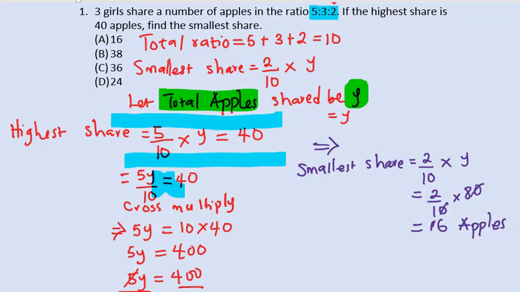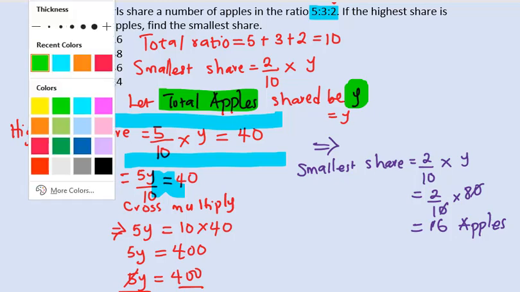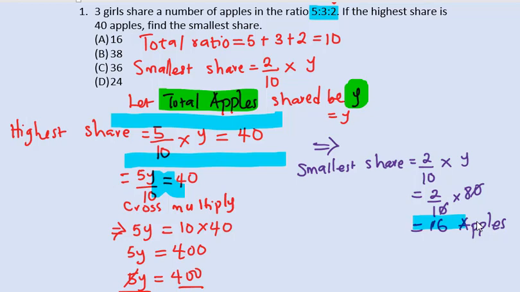And once you solve for that, you've actually gotten the final answer. That's it. So this is it. 16 apples for the smallest share. It means option A is the correct answer, right? Option A happens to be the correct answer. Let's go to the next question.